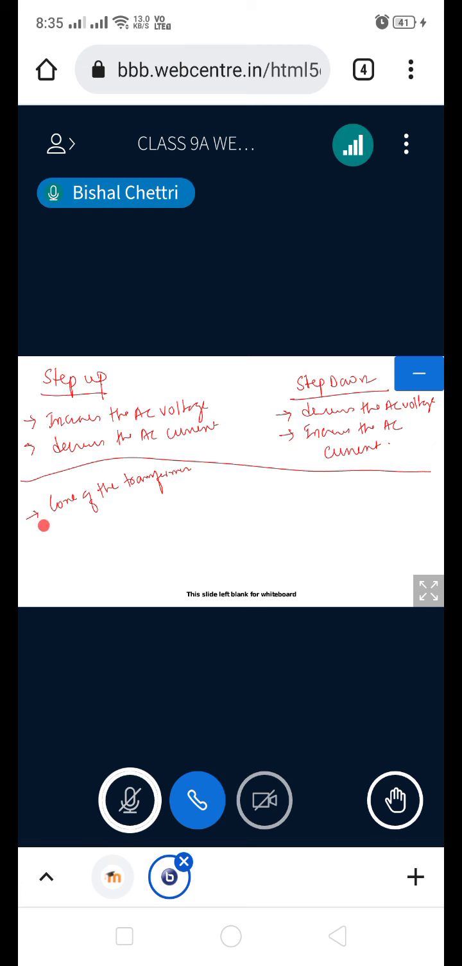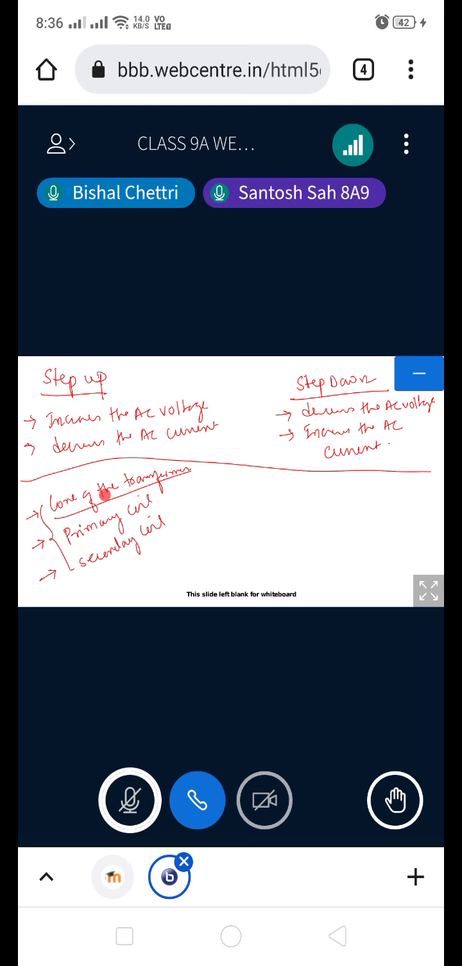Okay. Core of the transformer. Okay. And the next one is primary coil. Secondary coil. Okay. So a transformer consists of these three important things. Core of the transformer, primary coil and secondary coil. There will be two coils.